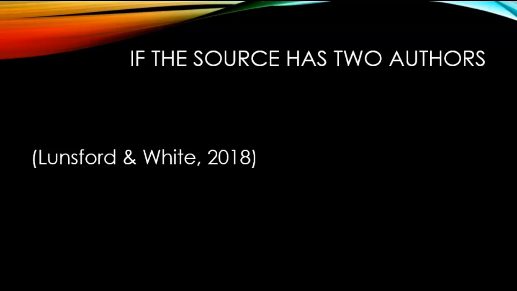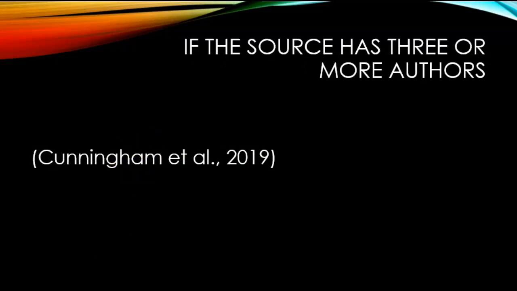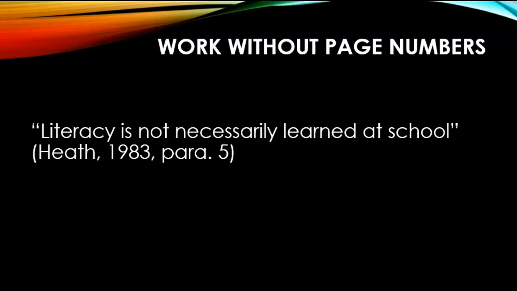If your source has two authors, provide the last name of both authors. APA allows the use of the ampersand symbol instead of spelling out "and." If your source has three or more authors, list only the first author's name followed by et al. If you have a source without page numbers, cite it by providing the paragraph number preceded by para. and the number.